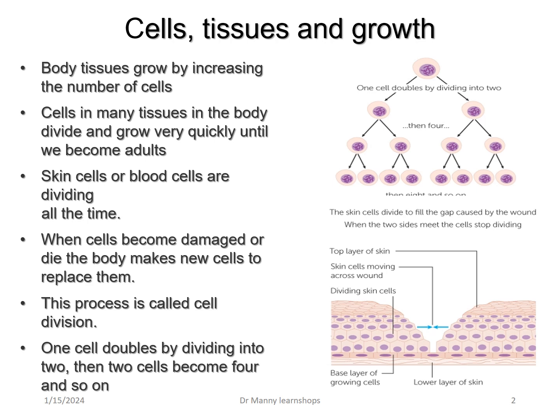Now, skin cells or blood cells are dividing all the time, because we're constantly using these cells up. When cells become damaged or they die, the body has to make new cells to replace them. And this process is called cellular division. One cell doubles into two, two become four, four become eight, eight become 16, 16 become 32, and so on.